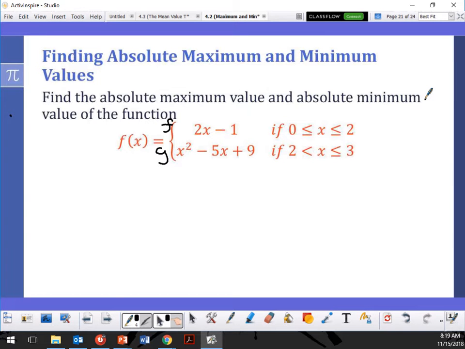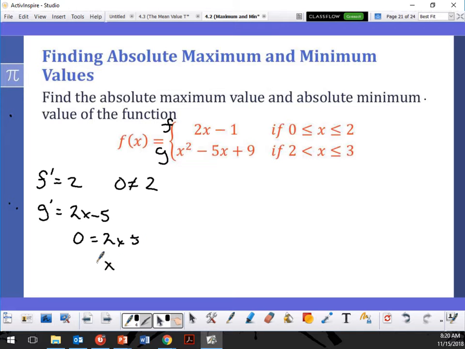So now that's F, that's G. F prime is 2. G prime would be 2x minus 5, right? If I set F prime equal to 0, I don't get 0. So I'm not going to have any places there where it's equal to 0. Now, if I do this one right here, it's going to be 0 equals 2x minus 5.